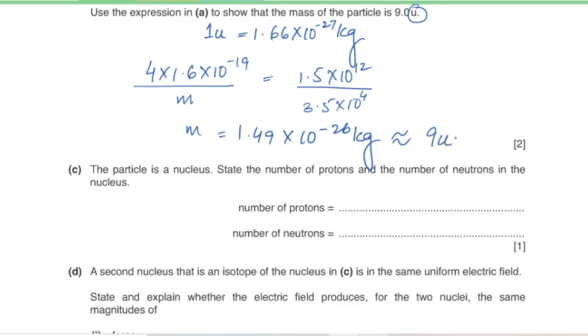Part C, the particle is a nucleus. State the number of protons and the number of neutrons in the nucleus. So a nucleus with a charge of 4e and mass 9u. The number of protons is going to be equal to the charge, which is 4, and the number of neutrons is going to be the difference between the mass number and the charge, which is 9 minus 4, and that's 5.